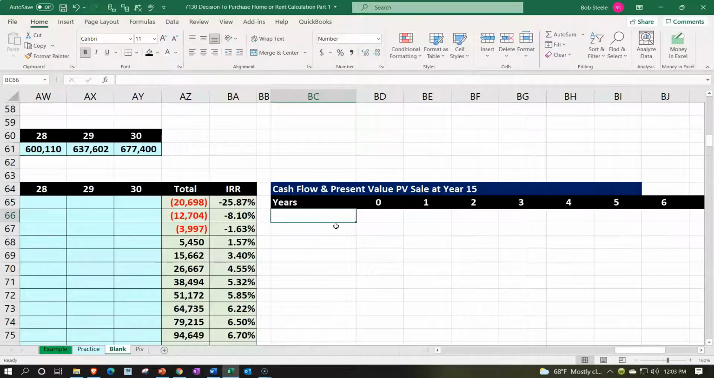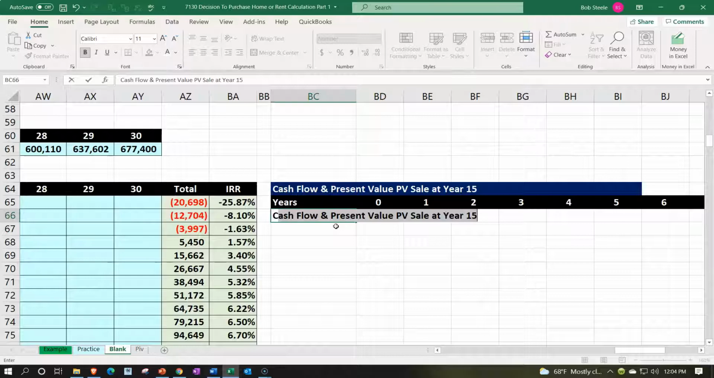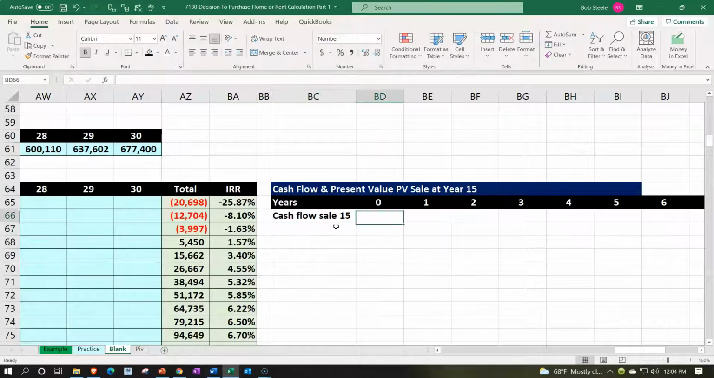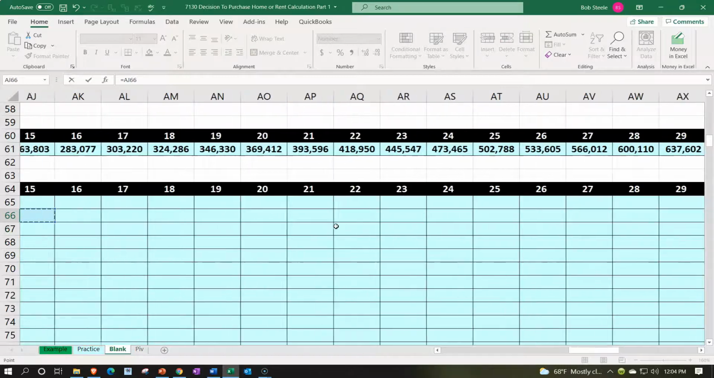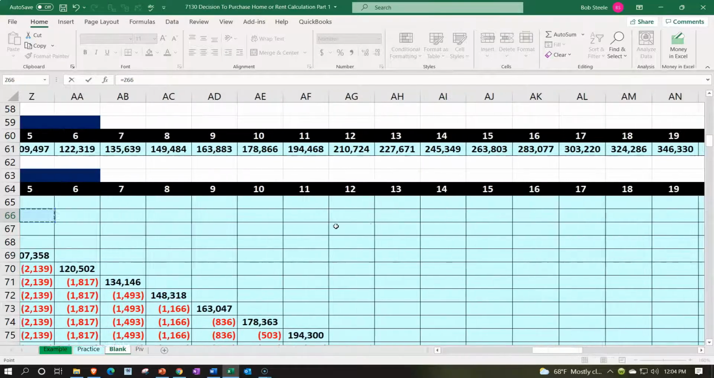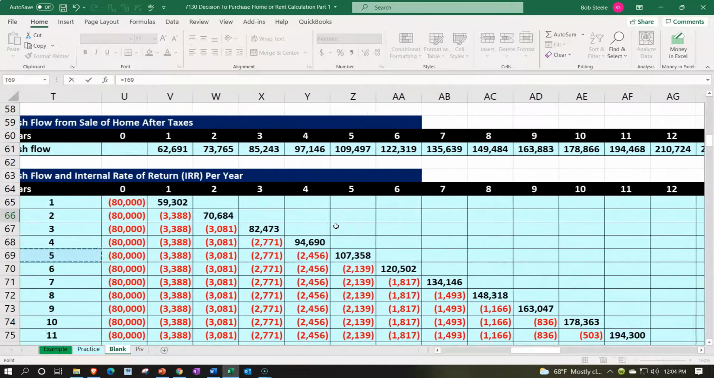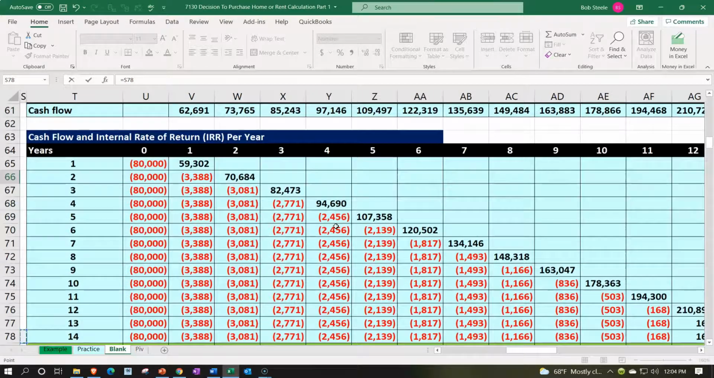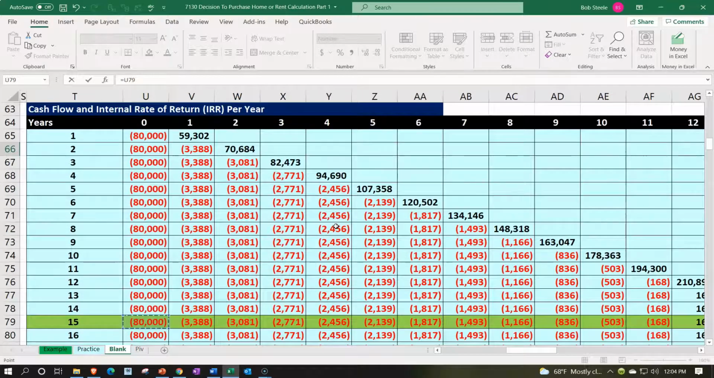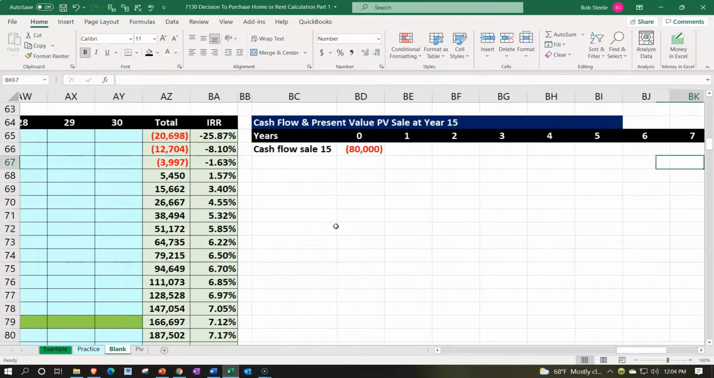Okay, so then we have the cash flow. So we got cash flow, sale after 15 years, which is going to be equal to, and we're just going to copy over the cash flow over here in the 15-year range. So we put that $80,000 down up front, and then we'll just copy that across. So there we have it.